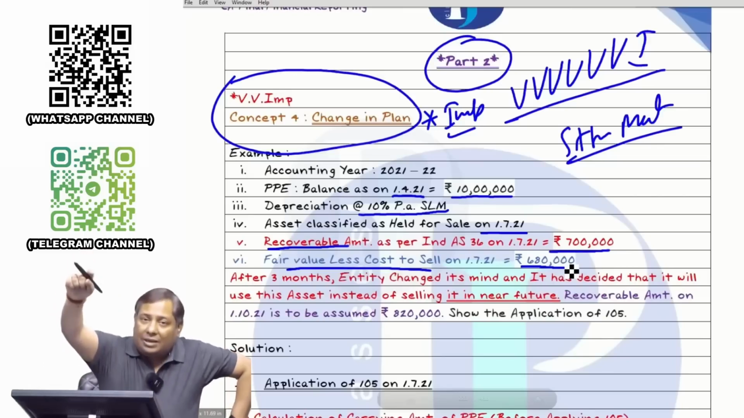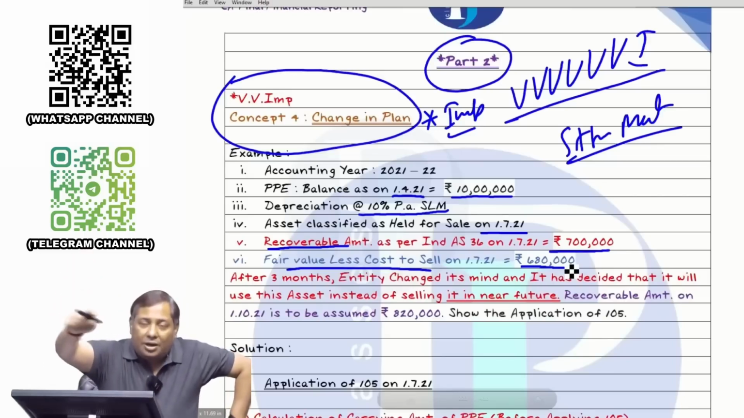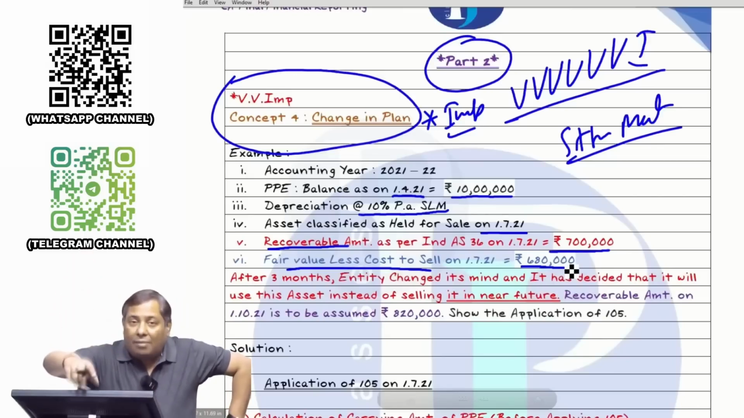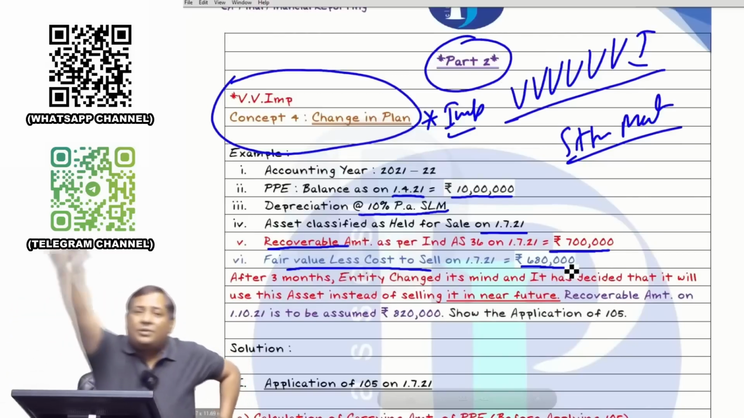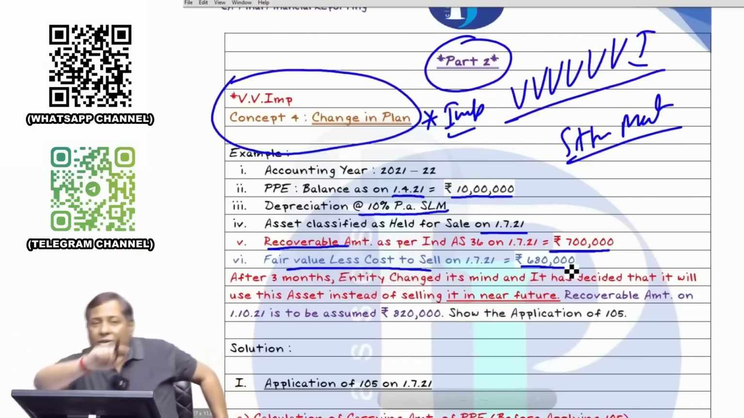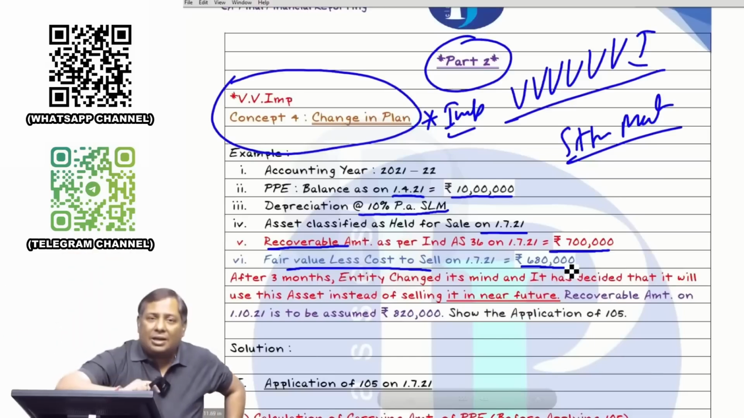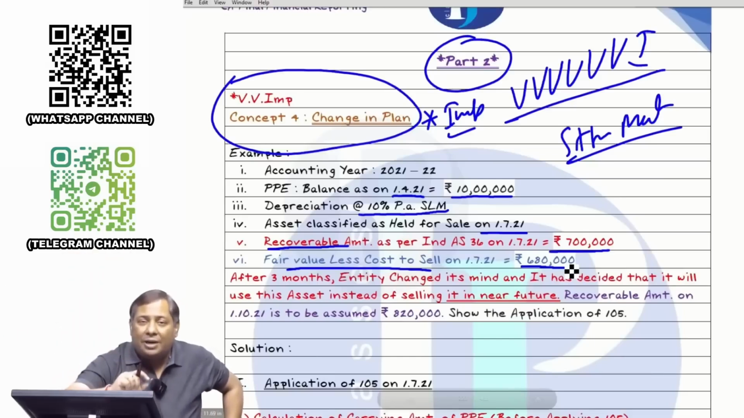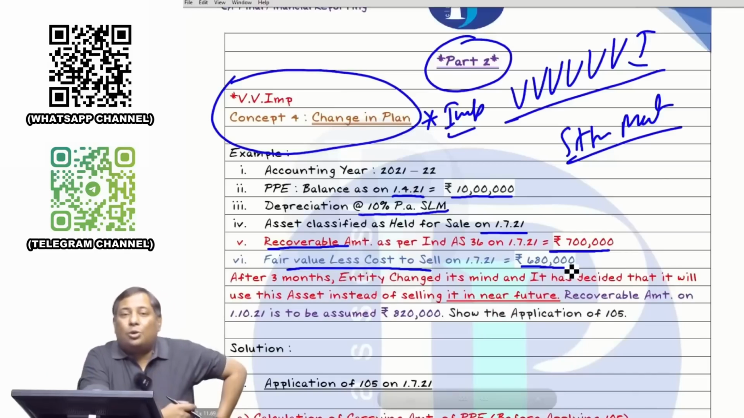Earlier it was already within 16. You fulfilled the conditions and brought it into 105. Now you want to use this. So, you want to go back from 105 to 16. If you want to go back from 105 to 38, this is called change in plan. It is not that easy. There is a specific procedure for this which you will have to follow. You cannot change the plan so easily. So what is that procedure? Let me explain it to you.